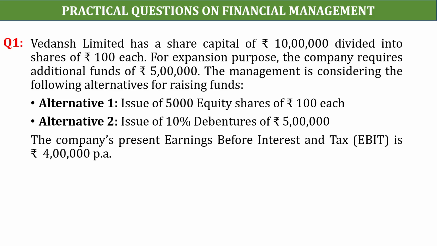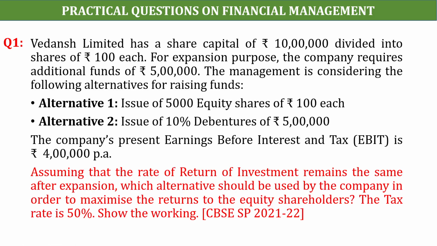Vedansh Limited has a share capital of rupees 10 lakh divided into shares of rupees 100 each. That is, we have 10,000 shares of rupees 100 each. For the purpose of expansion, the company requires additional funds of rupees 5 lakh. The management is considering the following alternatives for raising the funds. First alternative, the company has to issue 5,000 equity shares of rupees 100 each, or to issue 10% debentures of rupees 5 lakh. The company's present earnings before interest and tax is rupees 4 lakh. That is the earning before the expansion of the program.